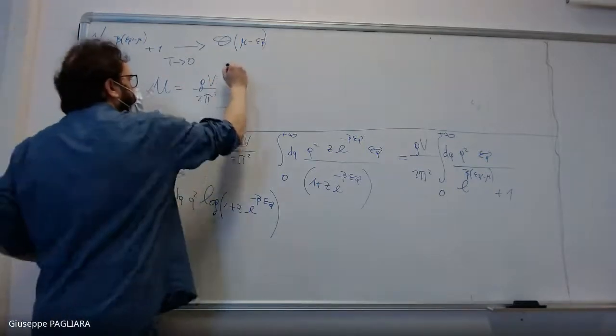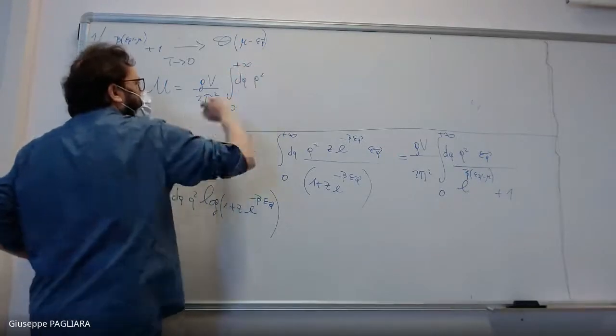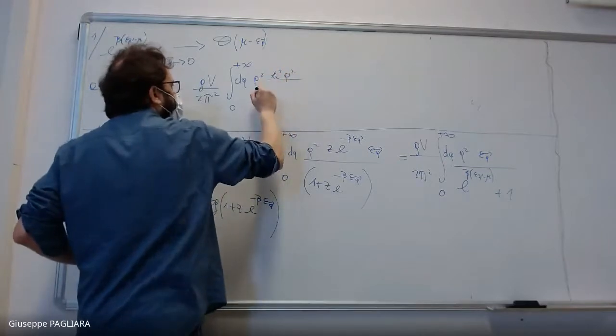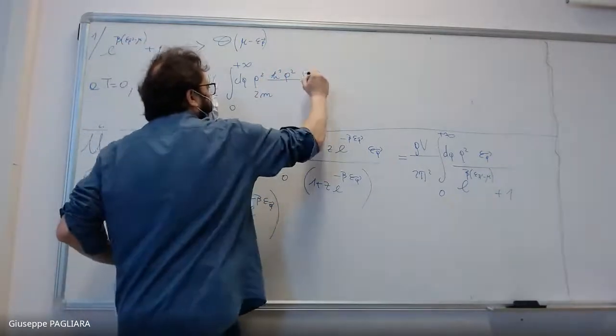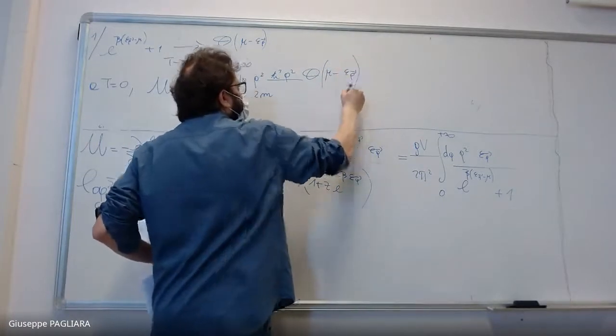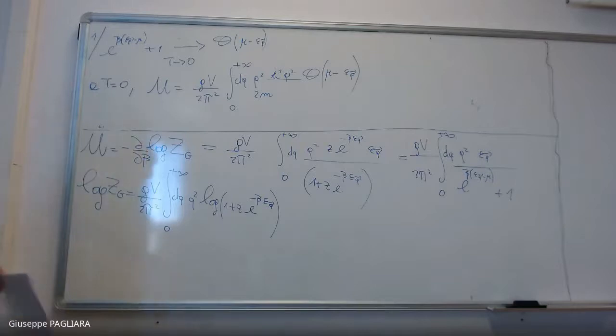Then I have the dq, q squared, h bar squared q squared divided by 2m, and then I have a theta function of mu minus epsilon q. Well, that's it. Now one has to do the integral.